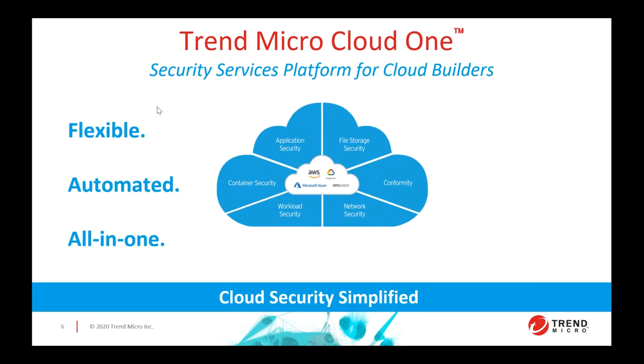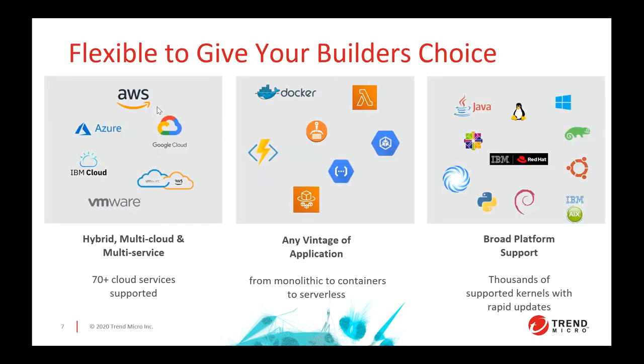So this is how we can provide a flexible, automated, all-in-one solution with Trend Micro Cloud One. This is how we are simplifying cloud security. As I said earlier, this is very flexible for cloud builders, and it can support all hybrid, multi-cloud, and multi-services environments. 70-plus cloud security services are supported. You can see the list of supported services there, and it is platform independent also. Deep Security was platform independent, and we are following the same approach in Trend Micro Cloud One Conformity as well.